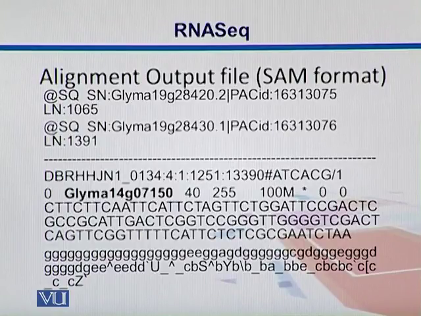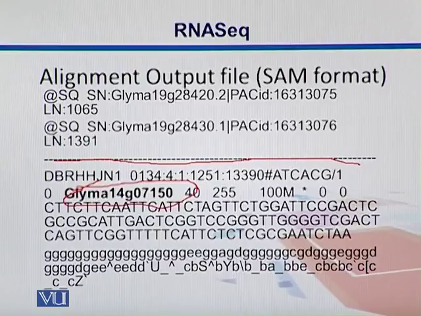At the top we have all the gene IDs. It was aligned to Glyma, or soybean. So we have those IDs at the top, and then at the bottom we see one read, which starts with this ID, and then we have this Glyma 14G07. That is the gene on which this read is mapping, the gene from which this read is coming.